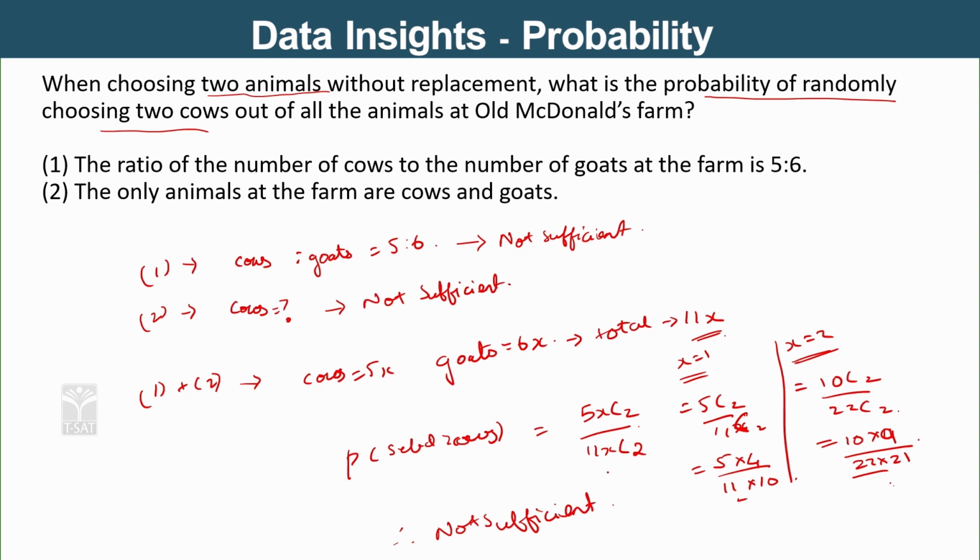So, the answer option is what? Statement 1 alone is not sufficient to answer the question, statement 2 alone is not sufficient to answer the question, and statements 1 and 2 together are also not sufficient to answer the question. That means the answer is answer option E.